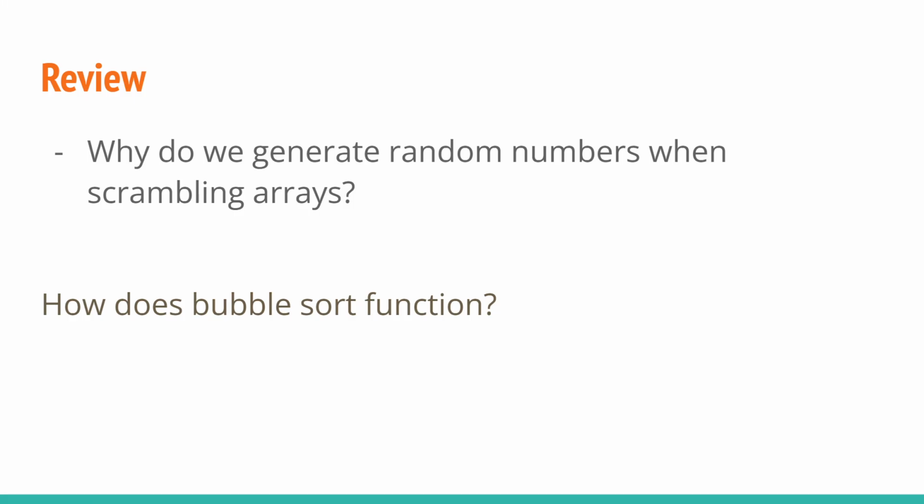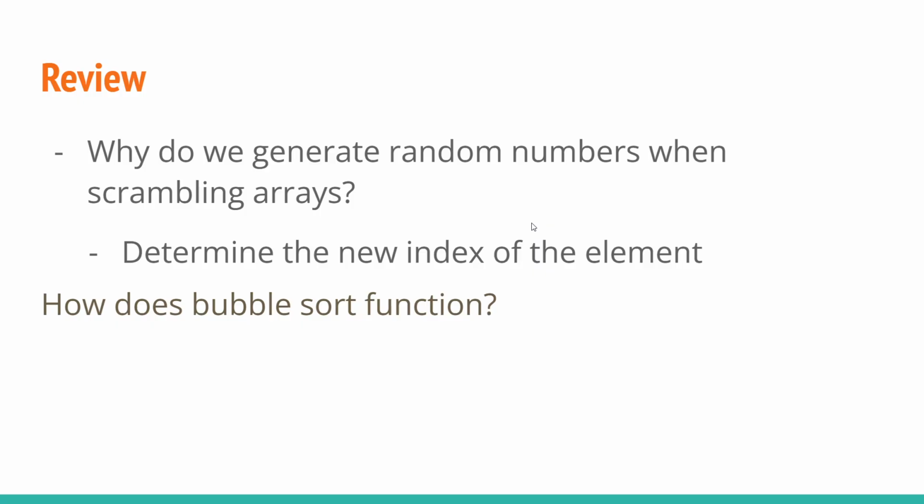Okay, so we generate random numbers when we're scrambling arrays to determine the new index of the element. So if we're scrambling something up, we need to know what random location we're going to send the element to.